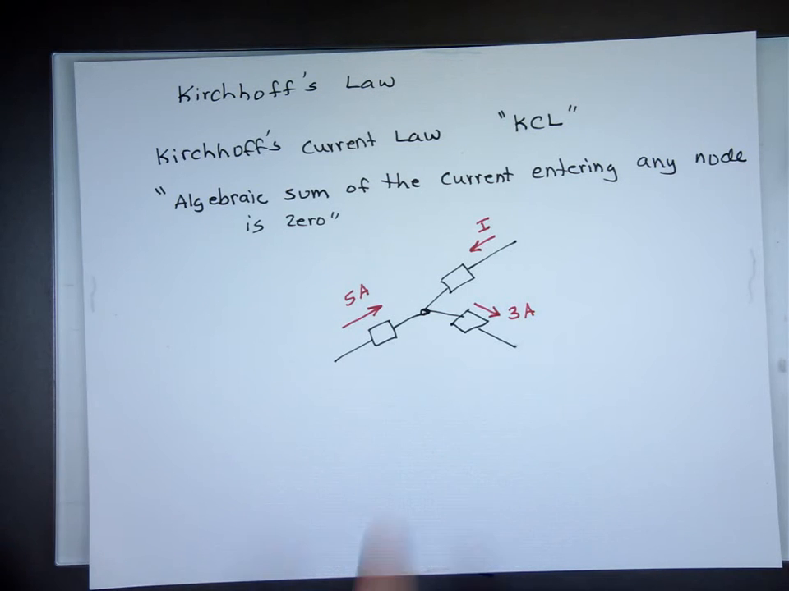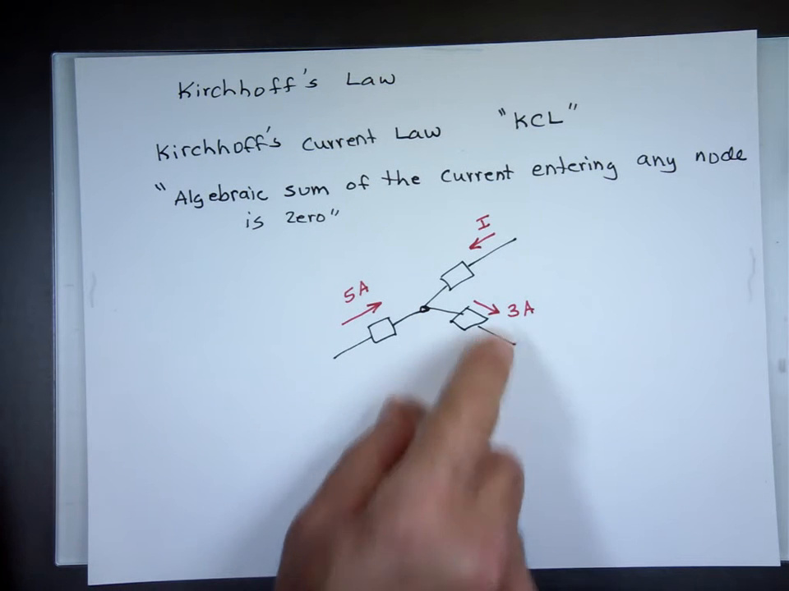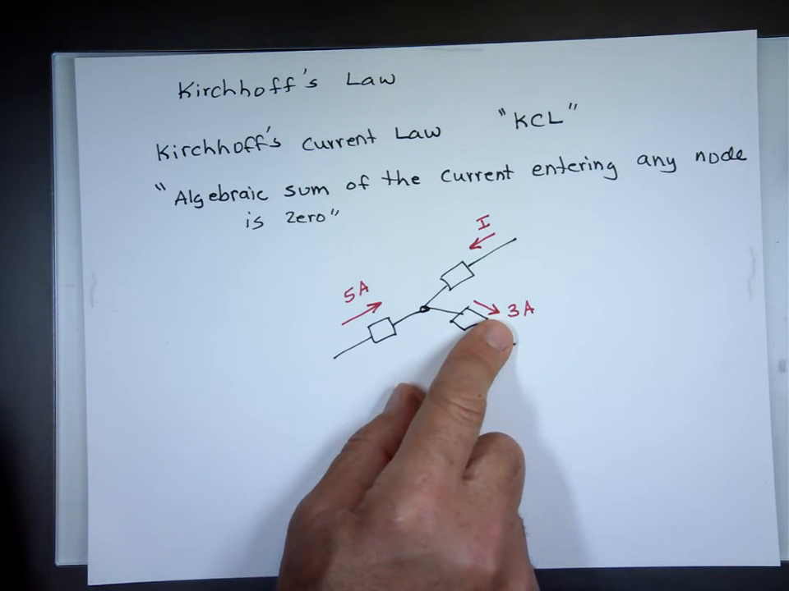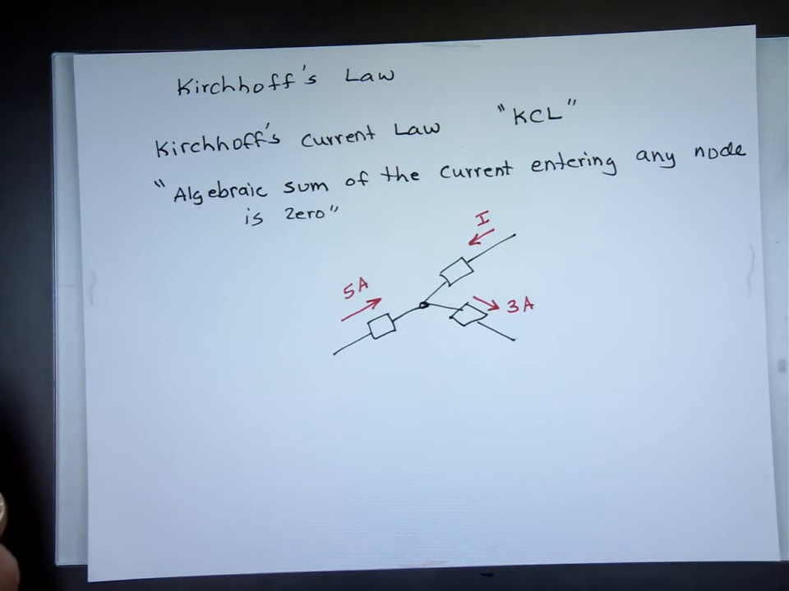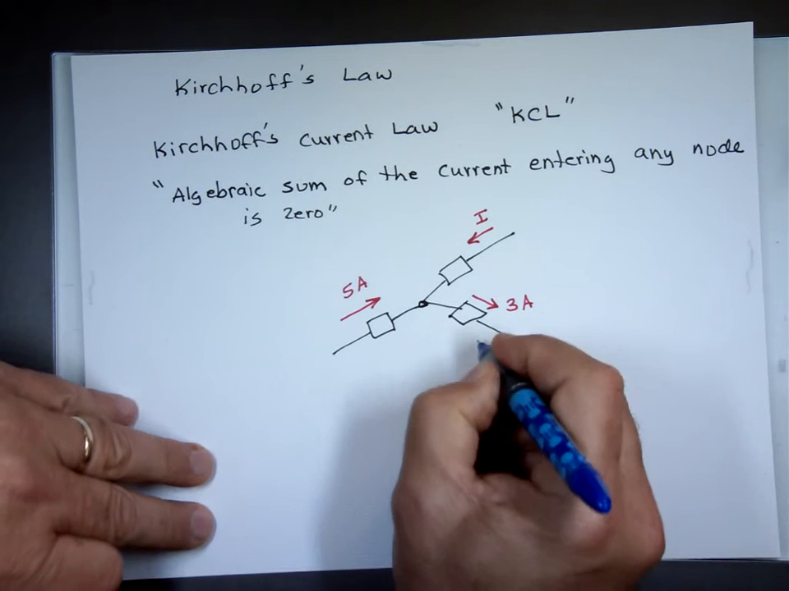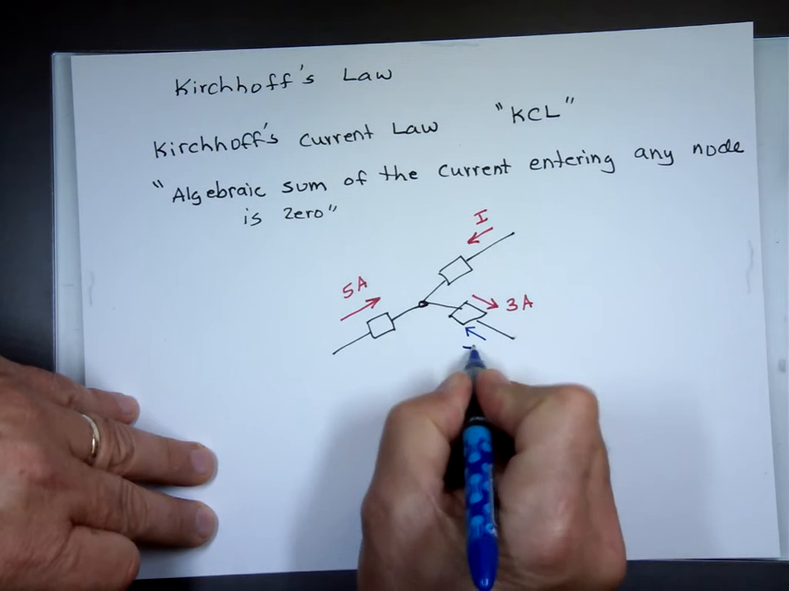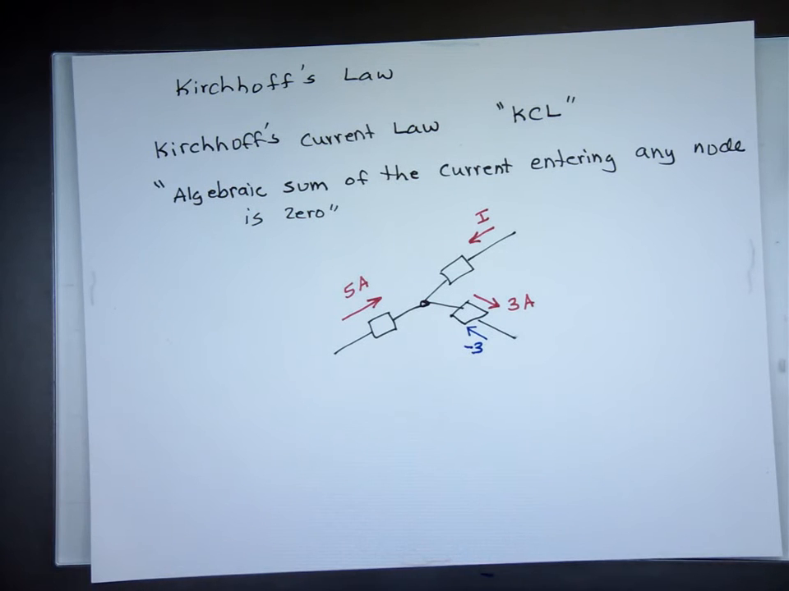Kirchhoff current law says if you take all the currents entering the node, the sum is 0. Well, you say, wait a minute, this is really leaving the node. Well, if it's leaving the node, what can you do with it? You can change the direction of it to going into the node, and what's the value now? -3. Just change the direction of it.